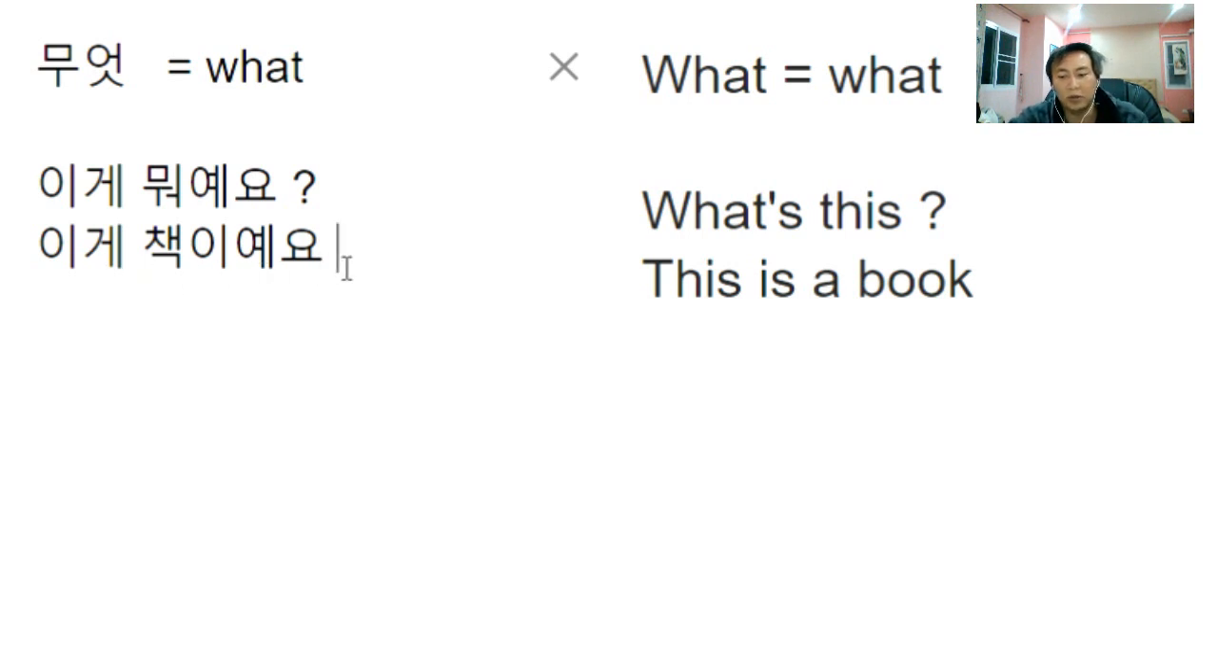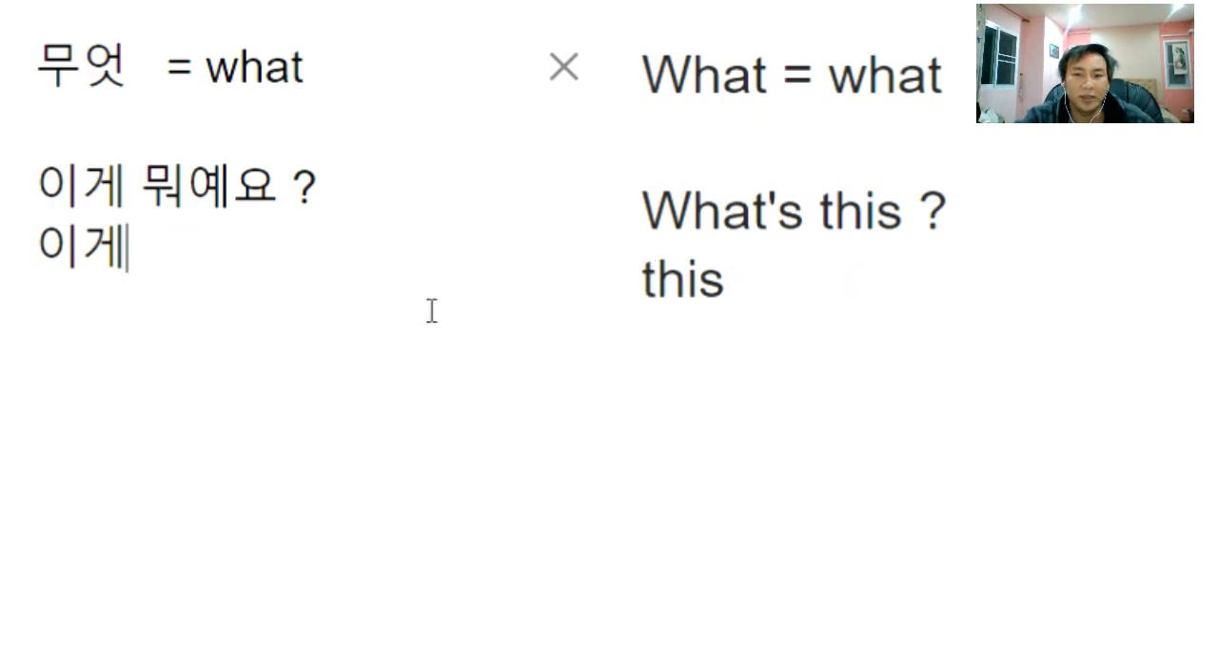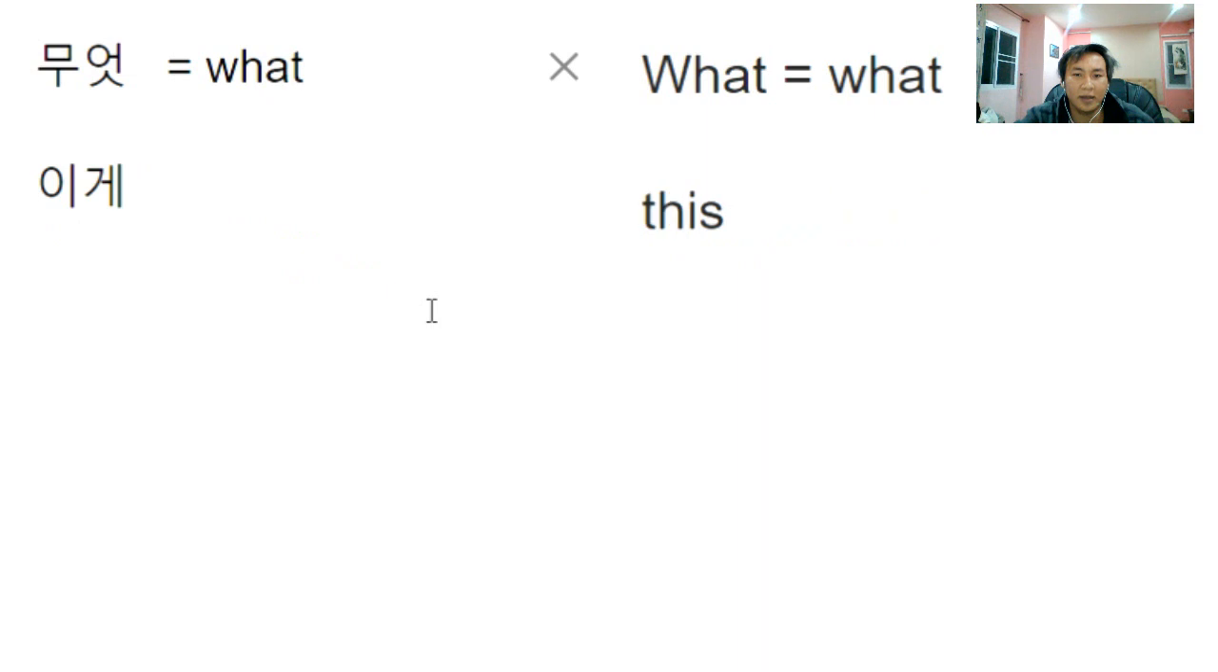Okay, so 이게 means "this", 책 is a book. 이에요 means is, am, are. Okay, so when the noun, 책, ends with a consonant, then use 이에요. 이게 책이에요. This is a book. So see the next example.